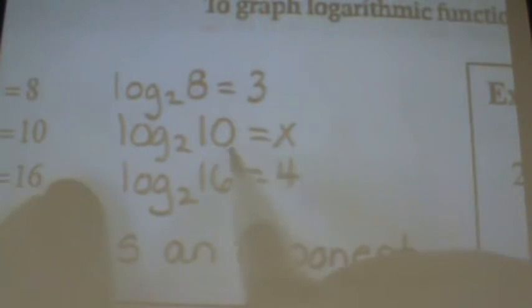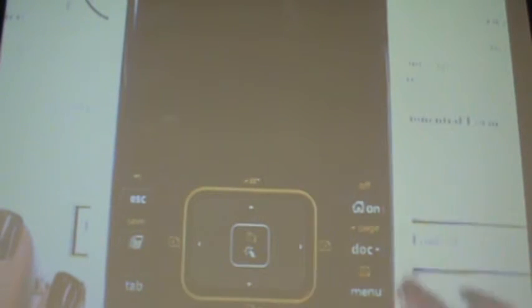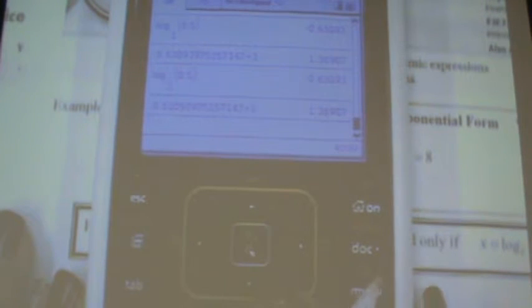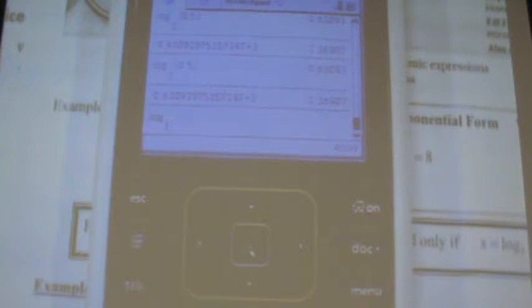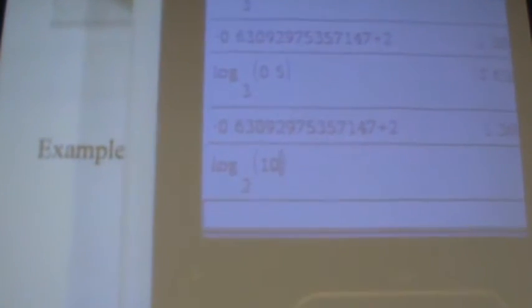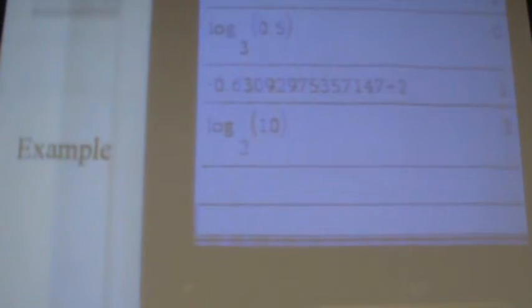So on your calculator now, you can type this in. You're gonna type in log, and then you're gonna type in 2 here, and scroll over and put a 10 there. Can you guys see that okay? Or is it too small? And then when you hit enter, you're gonna get your answer.